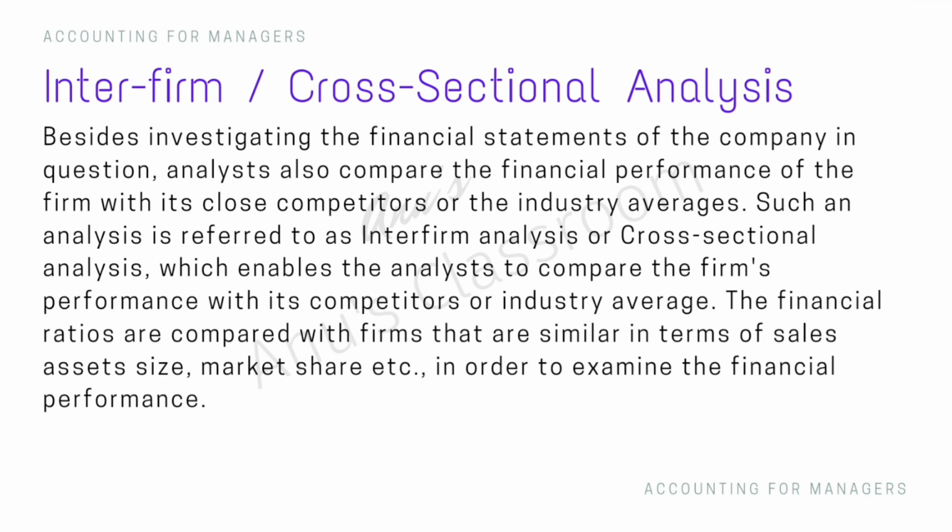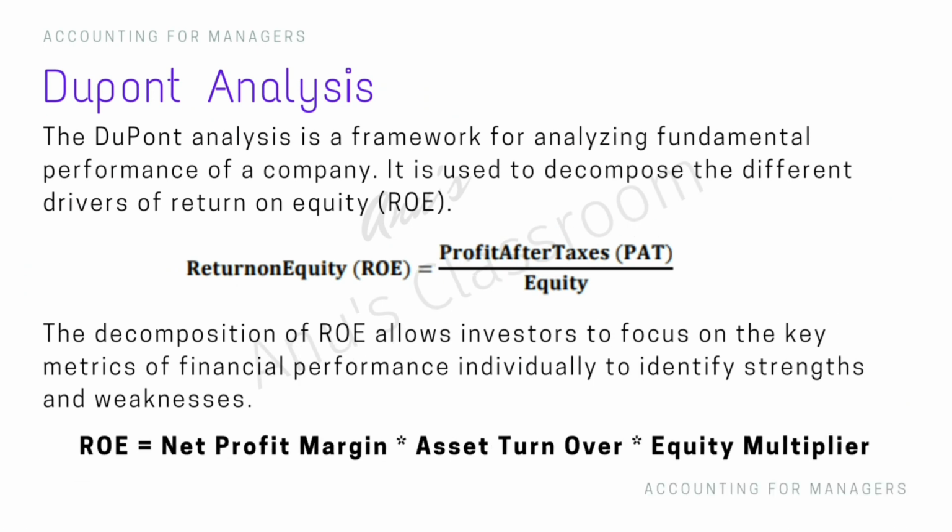Now, talking about interfirm or cross-sectional analysis, besides investigating the financial statements of the company in question, analysts will also have to compare the financial performance of the firm with its close competitors or the industry averages. Such an analysis is referred to as the interfirm analysis or the cross-sectional analysis, which will enable the analysts to compare the firm's performance with its competitors or industry average. The financial ratio is compared with the firms that are similar in terms of sales, asset size, market share, etc., in order to examine the financial performance. So that makes the interfirm analysis. So you're comparing the financial statements of your firm with a comparable other firm.